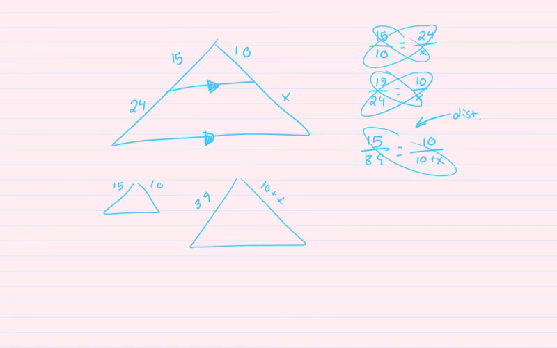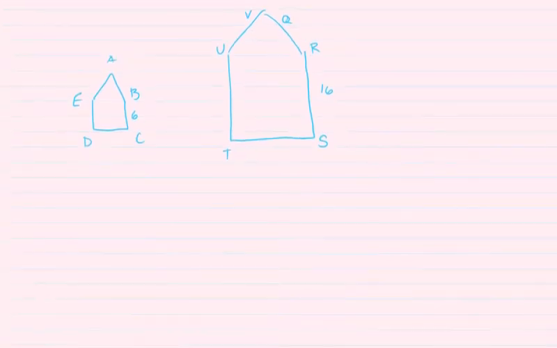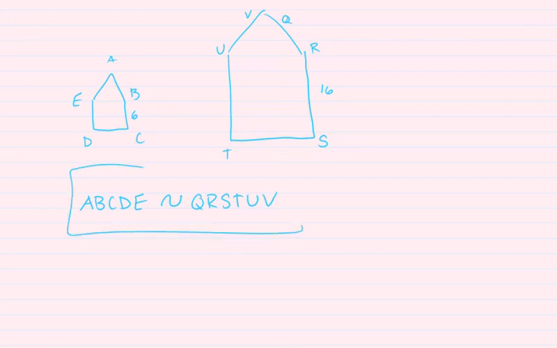So let's look at a problem like that. So here is a similar problem. I've got shape A, B, C, D, E, and that is similar to shape Q, R, S, T, U, V. Keep in mind, this is a similarity statement, and when they ask for that, sometimes the letters might not be in exact alphabetical order, and they do that to you on purpose to try to throw you off.